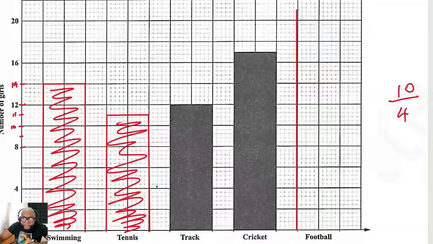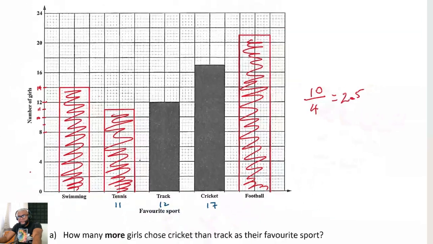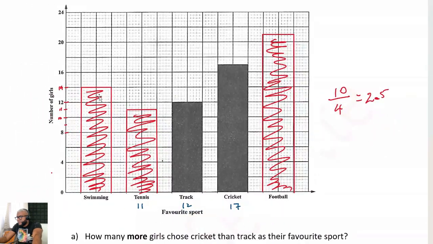21 will be in between here. 21 is in between there, going across here. That should be right. Right there. Proper, guys. Raise your hand if you got this.